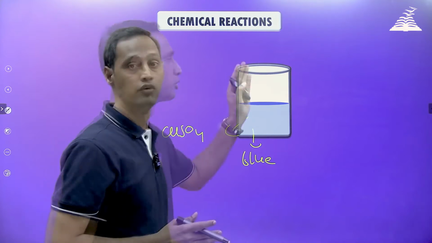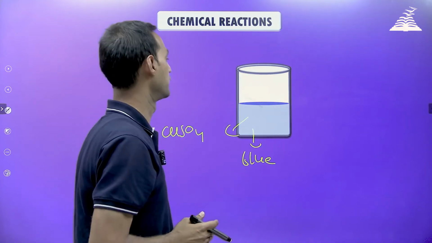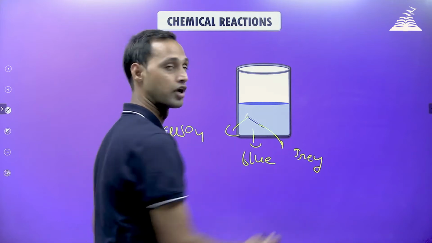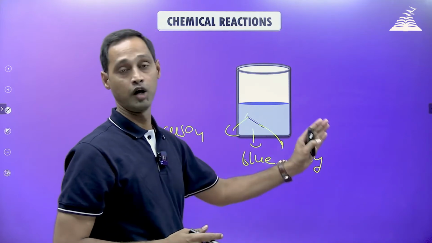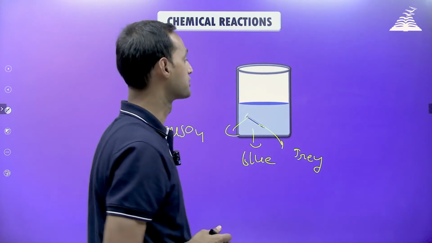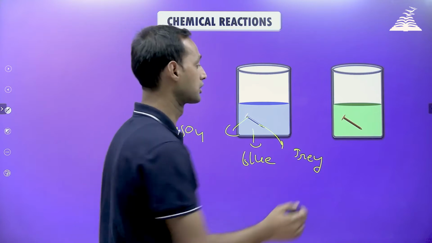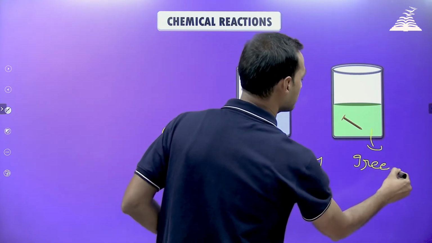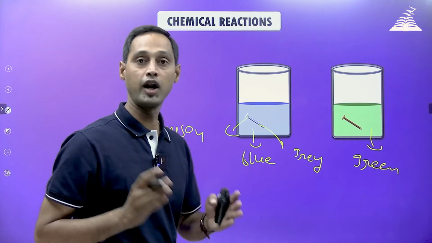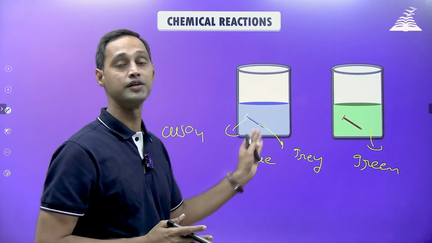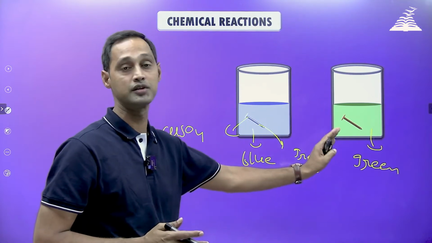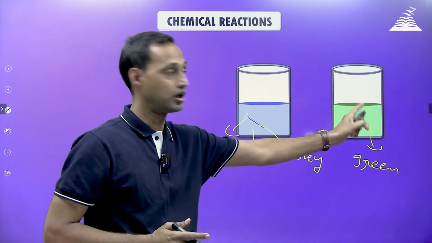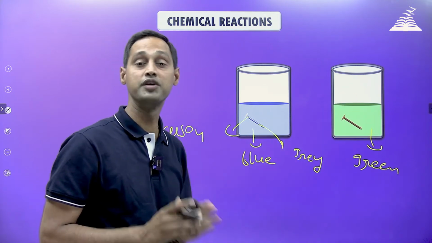And now what we do, we'll put an iron nail in it. See, the iron nail is gray in color. Now after some time, after a few hours, you will find a change in color in the solution, green color. Now what had happened here? A displacement reaction took place, and the color of the nail and the color of the solution has changed.